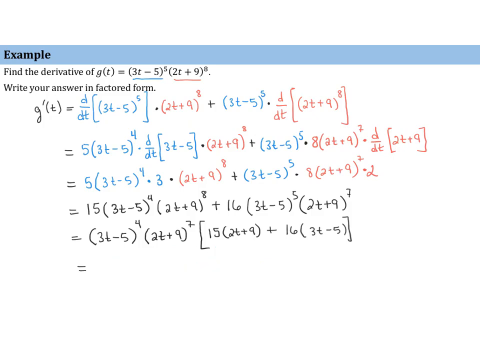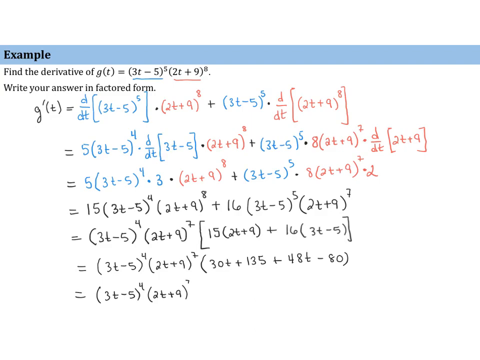And now we can simplify. We have (3t minus 5) raised to the 4th, (2t plus 9) raised to the 7th, times 30t plus 135 plus 48t minus 80, which finally results in (3t minus 5) raised to the 4th, the quantity (2t plus 9) raised to the 7th, and collecting like terms in this leftover polynomial, we obtain 78t plus 55.